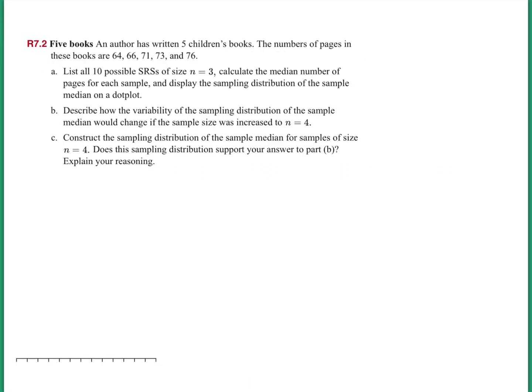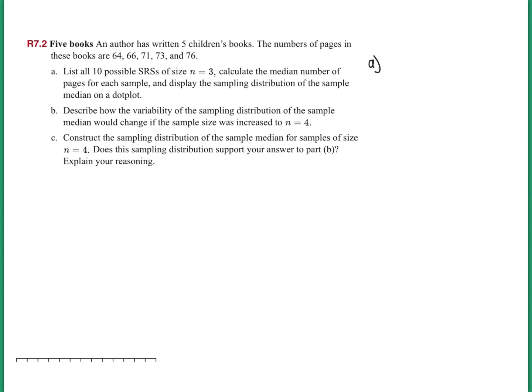Okay, for the next one, they say an author has written 5 children's books. The number of pages in these books are 64, 66, 71, 73, and 76. For part A, they want us to list all 10 simple random samples of size n equals 3. Calculate the median number of pages for each sample and display the sampling distribution of the sample median on a dot plot.